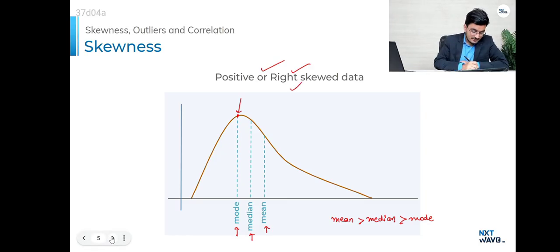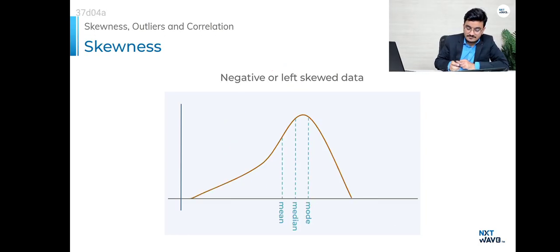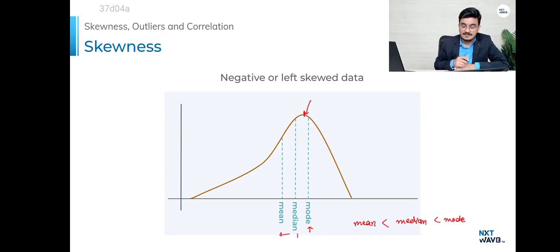And in case of left skewed data, it will be reversed. Median will still be in the middle, mode is shifted towards the right side, and mean is shifted towards the left side of the median. So here, mean is smaller than median, which is smaller than mode, because most frequent element will be somewhere around here, right? Most frequent element will be somewhere around here, where the top of our distribution is, tip of our distribution, which is the most frequent element.